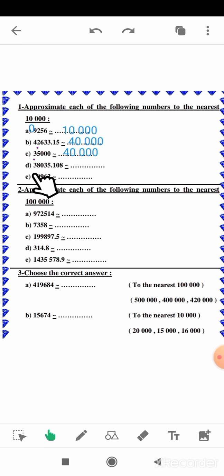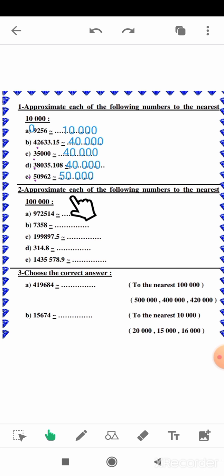Second example, I have here this number. The 10,000 digit is 3, and I will look at the thousands digit, 8. 8 is a rich number. A rich number gives 3 one more and is replaced by zeros, so it will be 40,000. Number E, the 10,000 digit is 5, and I will look at the thousands digit, 0. 0 is a poor number, so a poor number is replaced by 0.